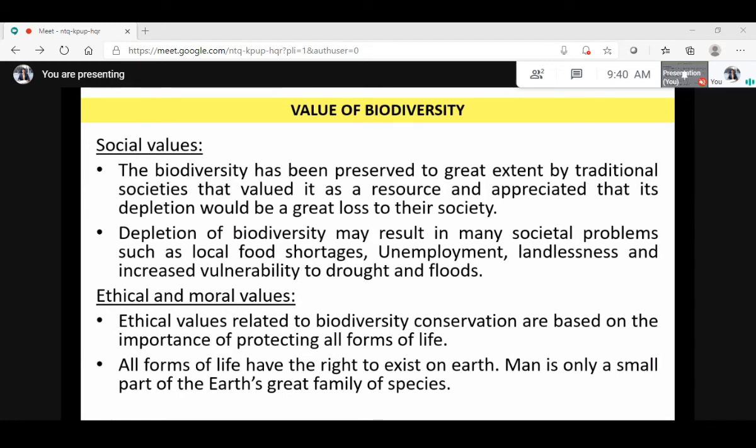Then, what are its ethical and moral values? Why is it necessary? Ethical values related to biodiversity conservation are based on the importance of protecting all forms of life. All forms of life have the right to exist on earth. Man is only a small part of the earth's great family of species.